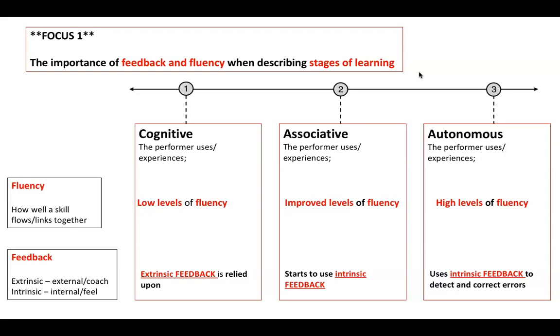Now, as I said on this slide, the importance of feedback and fluency. What is really important, and we're going to do it now for each stage, is we need to be able to give an example for each characteristic. So for low levels of fluency, we need a sporting example. For feedback, we need a sporting example, and we may need more characteristics from each stage of learning as well. However, fluency and feedback is really important because it can be used in each of the 3 stages of learning.